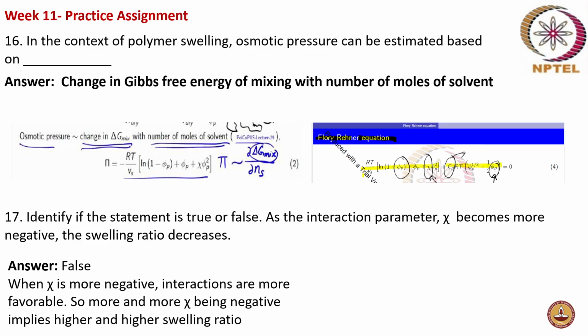So more and more better interaction between the solvent and the polymer, more attraction between the solvent and polymer. So a polymer, a cross-linked polymer network, is able to take up the solvent more. So it swells more. Okay.